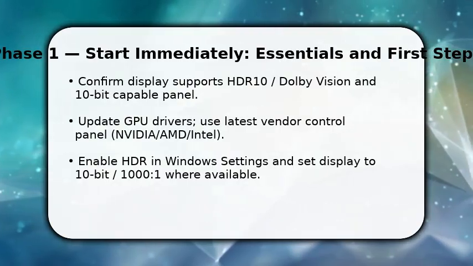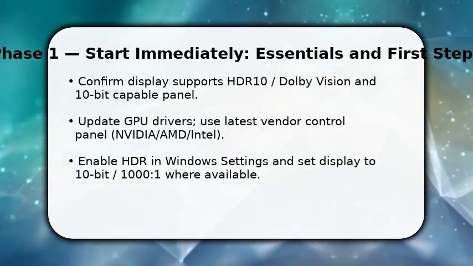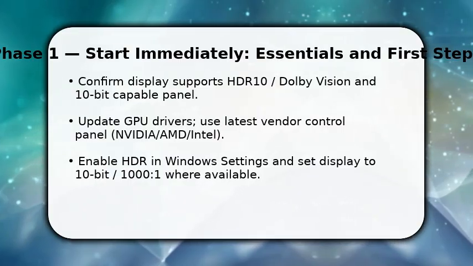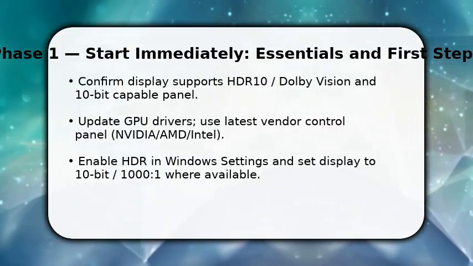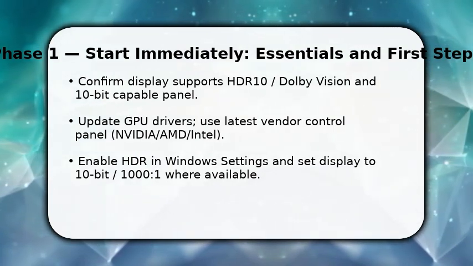Once done, enable HDR in Windows settings under Display. Make sure you select the HDR-capable display, then toggle Play HDR games and apps. This activates the pipeline, so applications can output wide color and higher peak brightness.